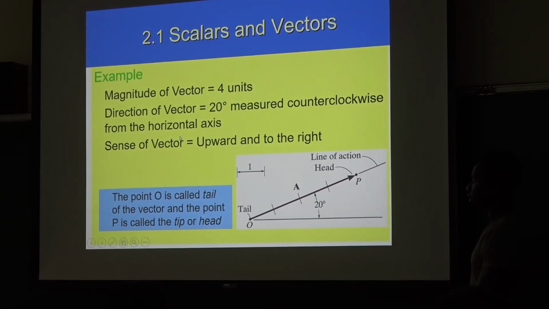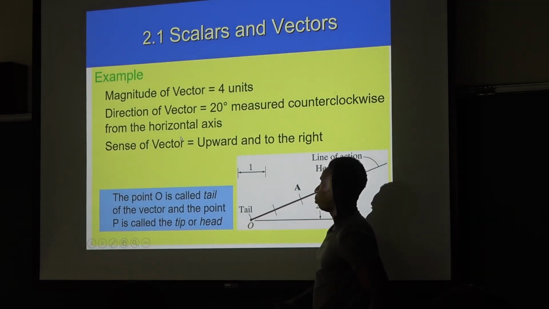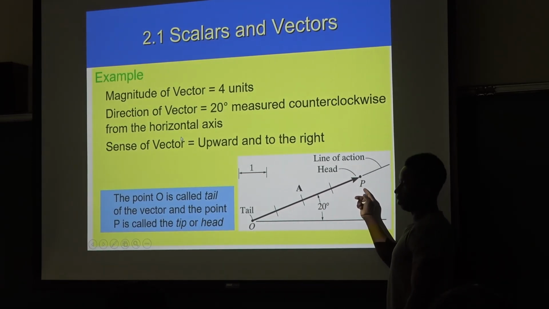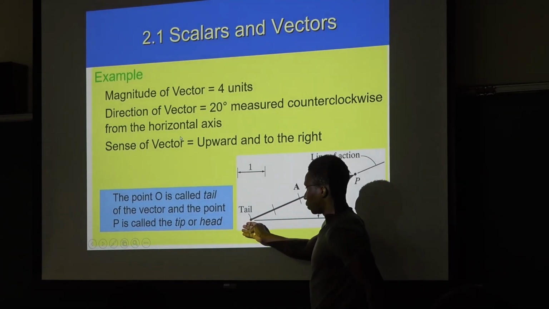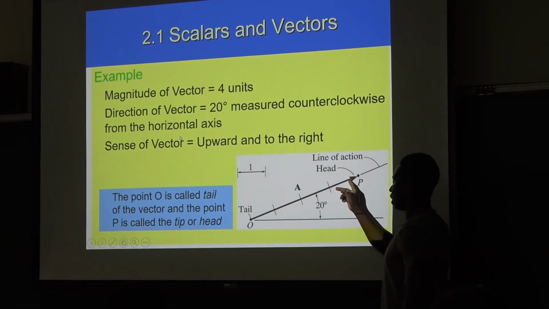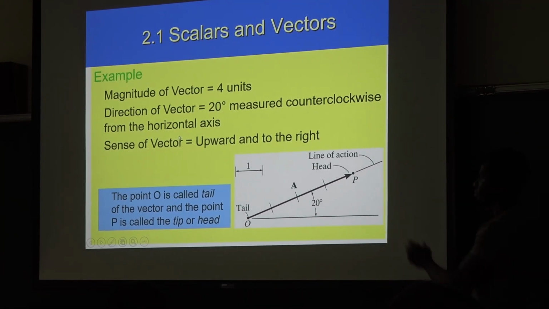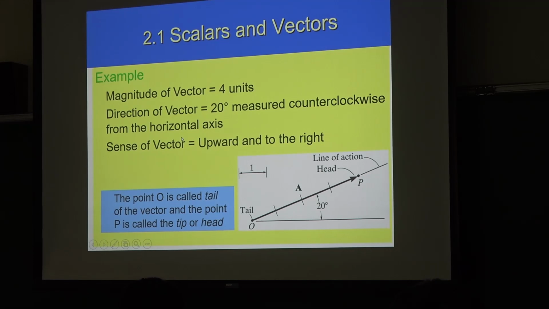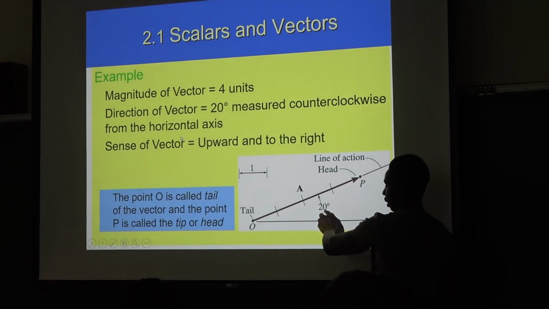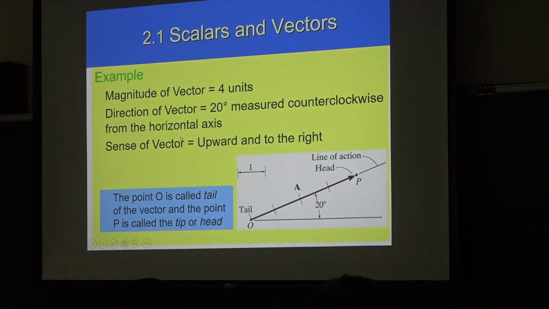Okay, it says the point O is called the tail of the vector. So this is the tail, the starting point. And the point P is called the tip. That is the head of the vector. So this vector will have a tail and a tip, or the head. And then we have this direction, and we also have the angle here. So most of the problems that you will be dealing with, you will always see this: you have an angle and a magnitude.